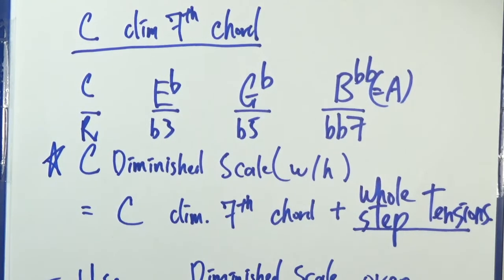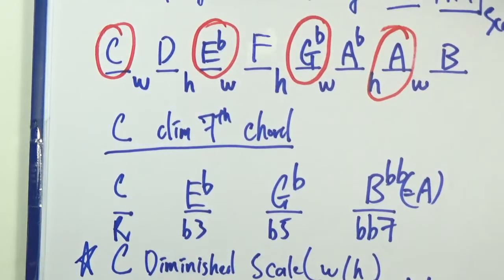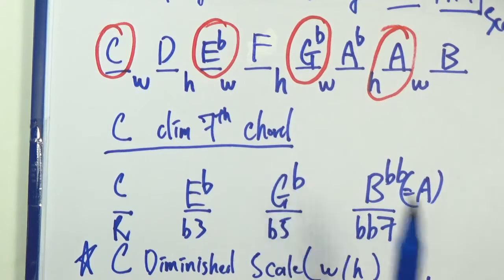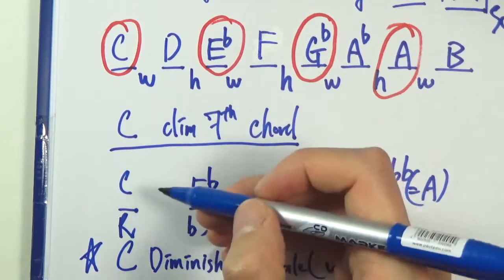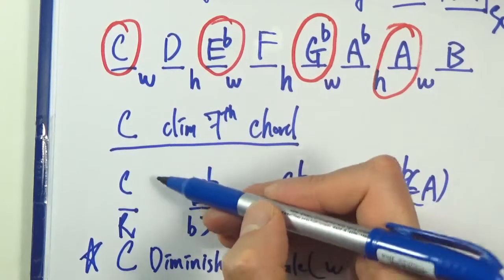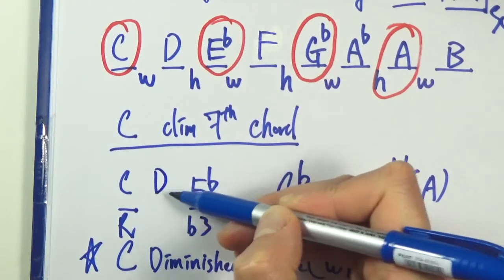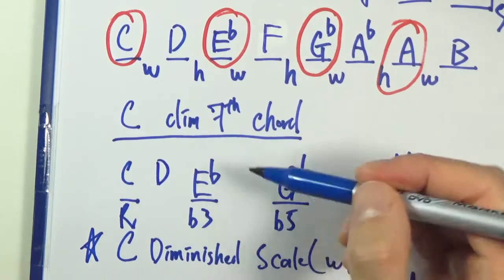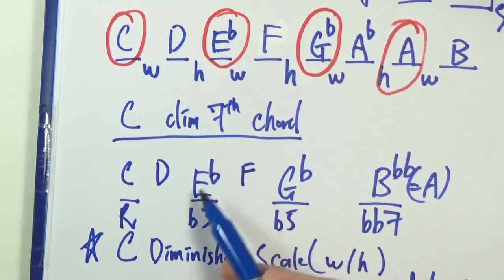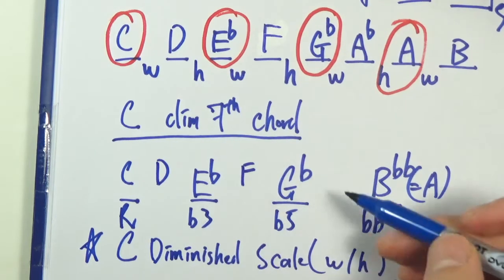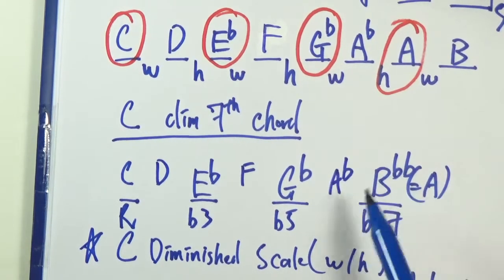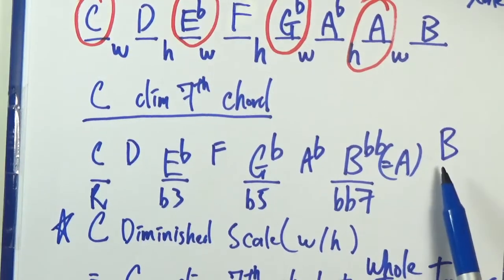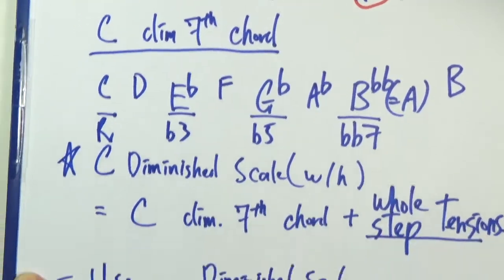And just to further elaborate on this, from the C diminished 7 chord, you can actually construct a whole half diminished scale by adding whole step tensions. That's going to be C, D, since it's a whole step above C, all right? And the F, because that's a whole step above E flat. A flat, because that's a whole step above G flat. And finally, B note, because that's a whole step above B double flat.